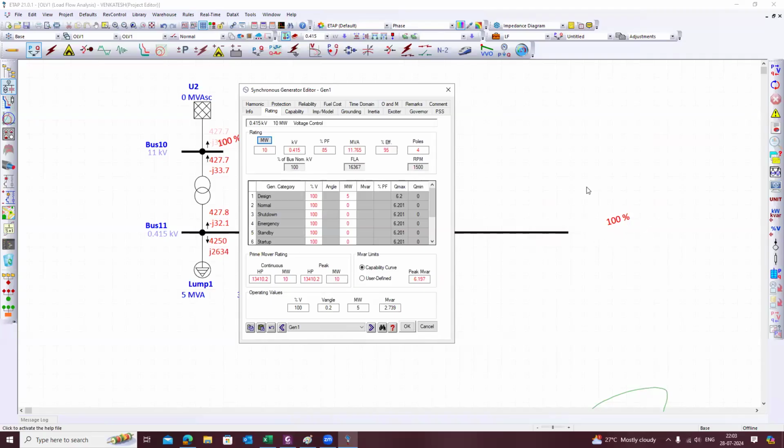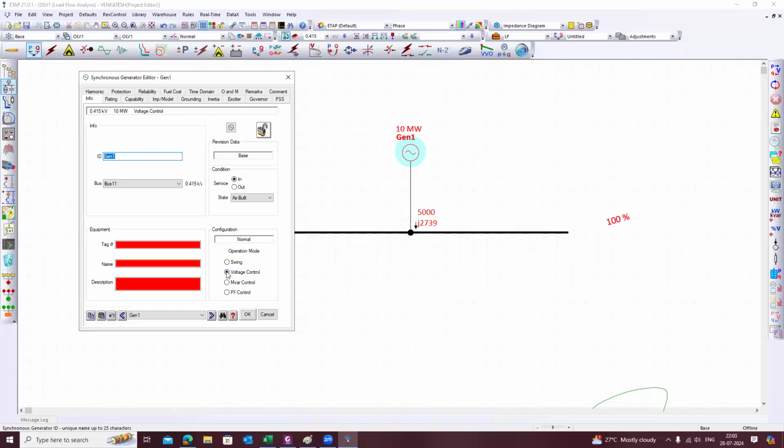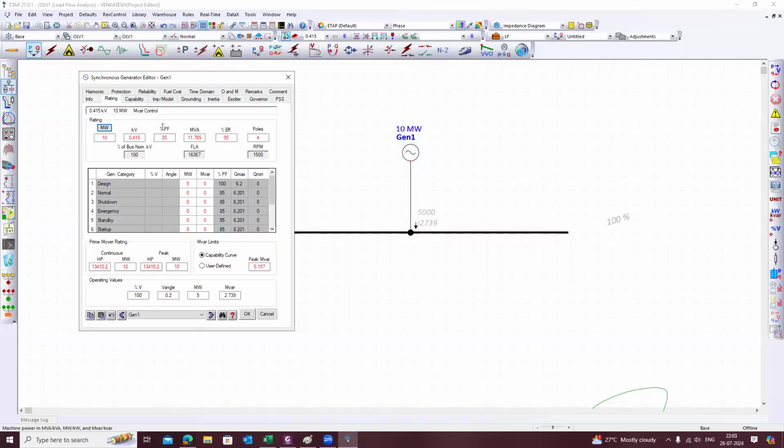So the bus voltage is maintained at 100%. To maintain the 100% voltage, it will try to give a reactive power of 2.739 because you are keeping it in the voltage control mode. Suppose I keep it in the MVR control mode, what will happen? Let's suppose the generator should give a real power of 5 megawatt and it will give 6.2 MVR. That means the entire reactive power I am pumping to this bus. Let's see what happens.